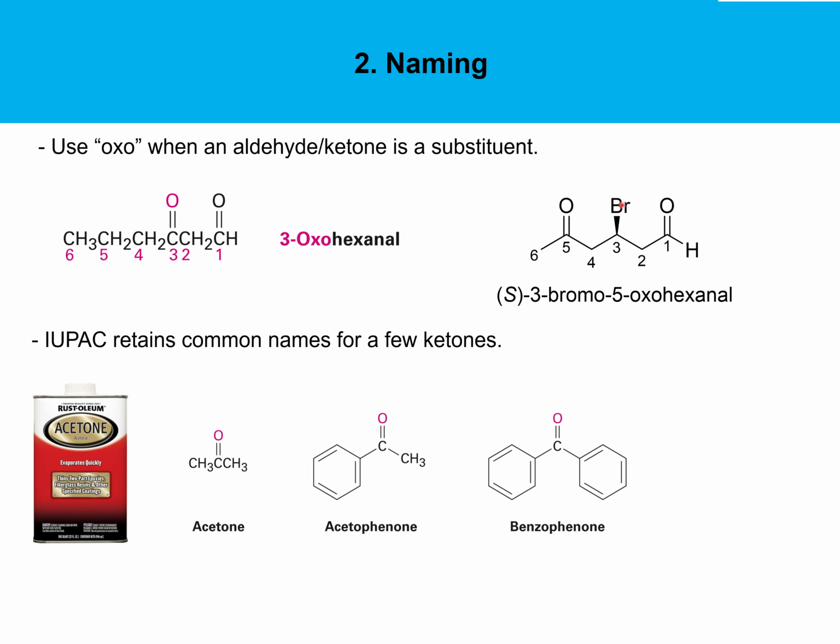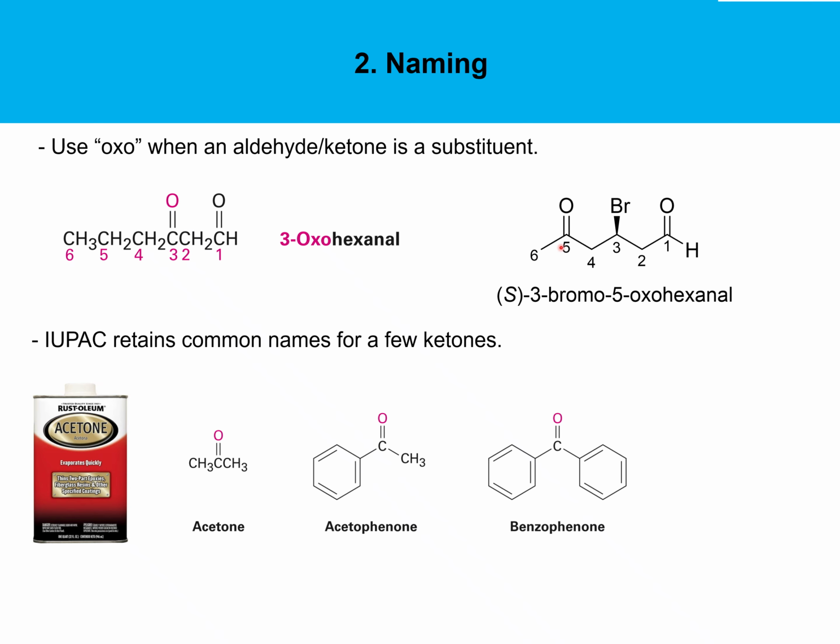Bromine would be the highest priority group. Then we have this carbon 2, carbon 4. If we start moving away from the chiral center, we can determine which group has higher priority. So if we move on to the next carbon, we're comparing a carbon to another carbon, carbon 5. And then if we move on to the next set of substituents, we have a double bond to an oxygen on this side. There's a hydrogen and there's a carbon.